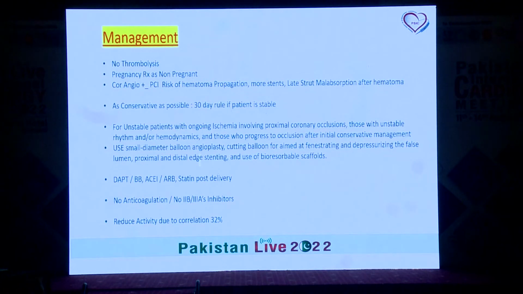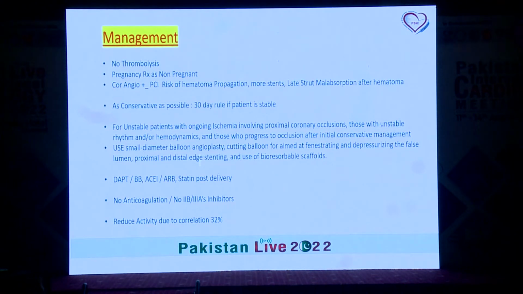If you know it's SCAD, then in those cases, it's advisable, if they're stable, to give them 30 days to ride it out, let the coronary false lumen resorb the blood, and then when you do an angiography a month later, that will be definitely much easier. Give them dual antiplatelet, beta blocker, ACE, ARBs, statin; post-delivery is important.